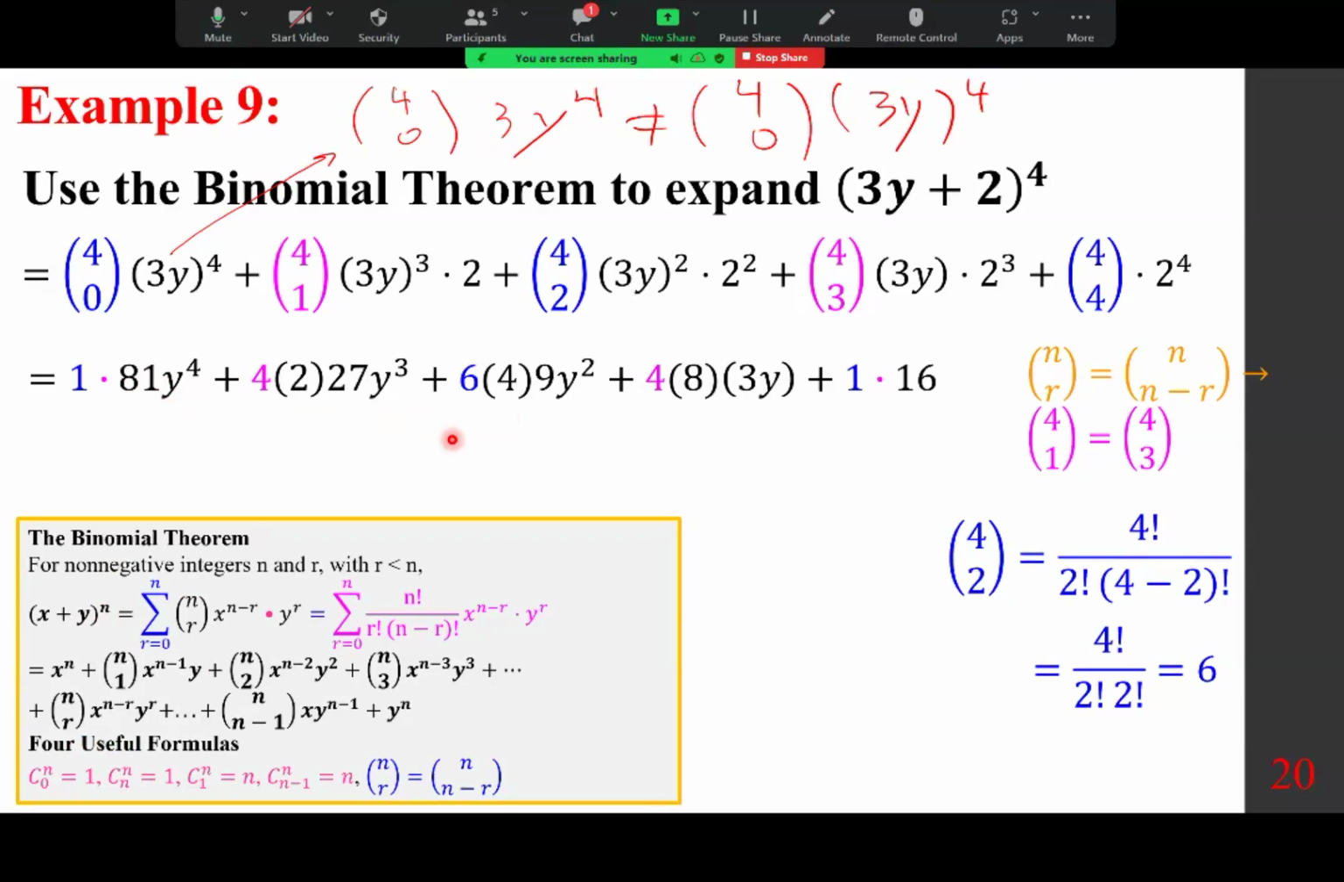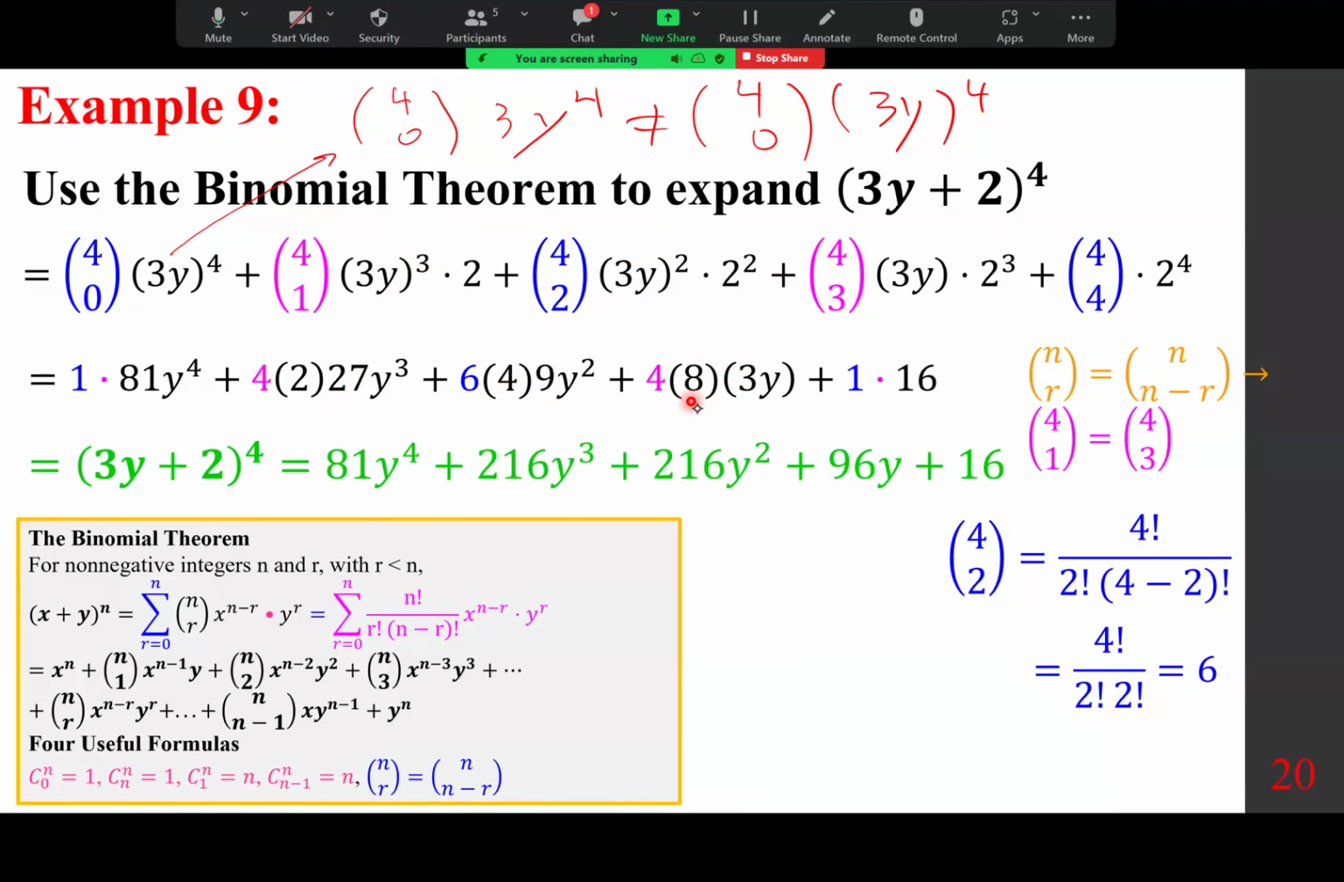And then we multiply them through: 4 times 2 times 27, 6 times 4 times 9, 4 times 8 times 3y, and so forth, because this one is (3y) cubed. 3 cubed gives you 27. This is (3y) squared. 3 squared gives you 9. 2 squared gives you 4. That's the 4 here. And then 3y is here. 2 cubed is 8. And if you put them all together, (3y + 2) to the power of 4 becomes 81y to the power of 4 plus 216y cubed plus 216y squared plus 96y plus 16 as the final answer.